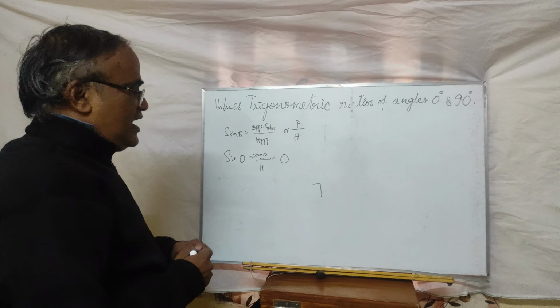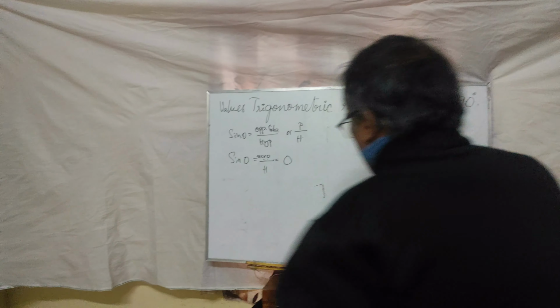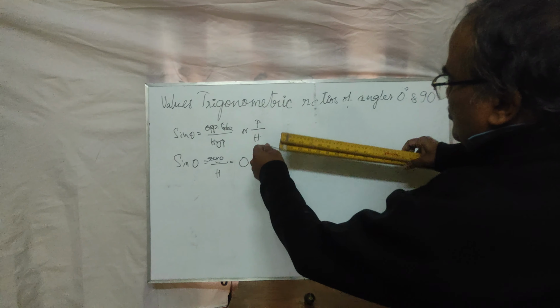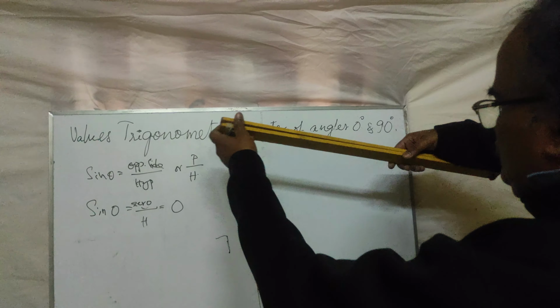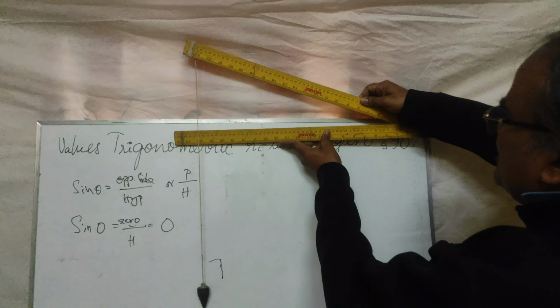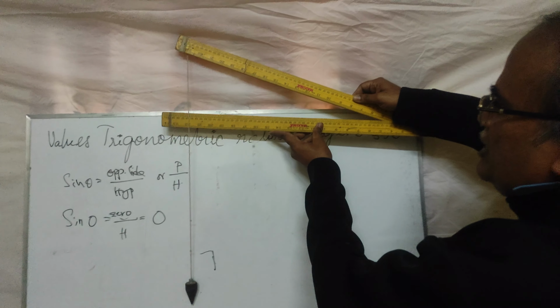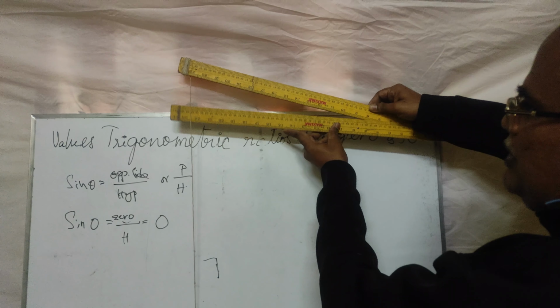And in this way, we can go for cos 0. Now let us see cos 0. Okay, let's have one more experiment with cos 0. As I told, if a certain angle is there, when the angle is decreasing, the opposite side, that is the perpendicular, is decreasing. Angle is decreasing, perpendicular is decreasing.